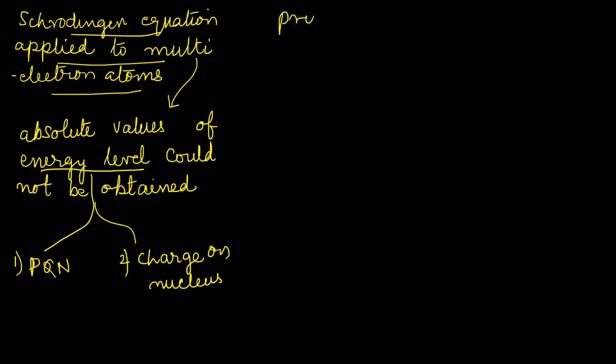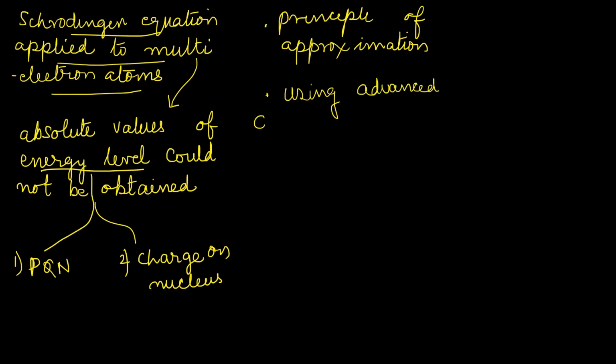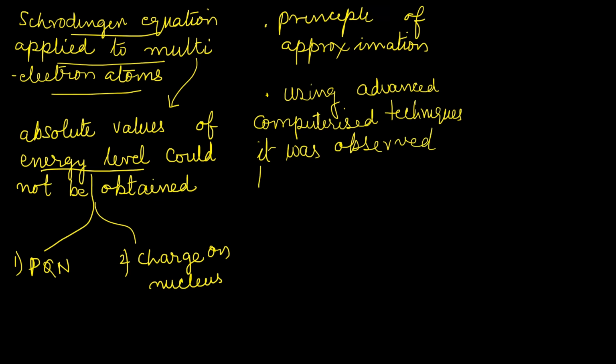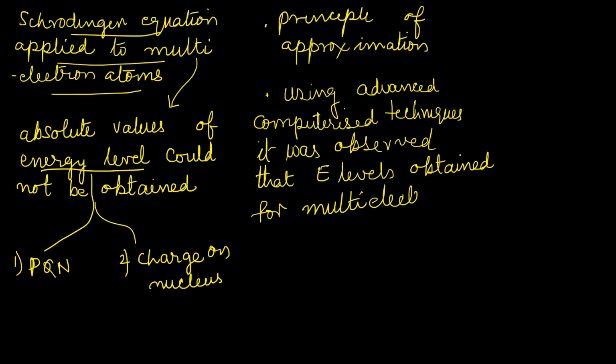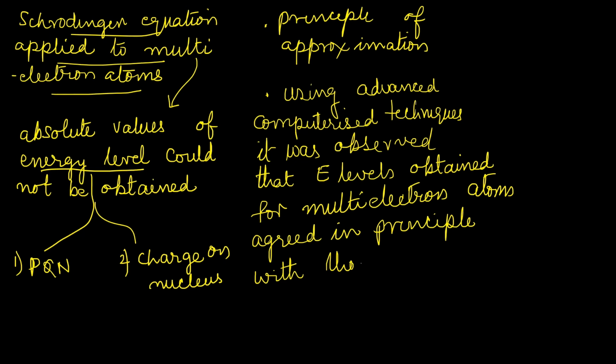So this was solved by using the principle of approximation. This method can give only approximate values, not absolute values. But later on, using advanced computerized techniques, it was observed that the energy levels obtained for multi-electron atoms agreed in principle with those for the hydrogen atom. Therefore, the various quantum numbers obtained for hydrogen are also used for multi-electron atoms.